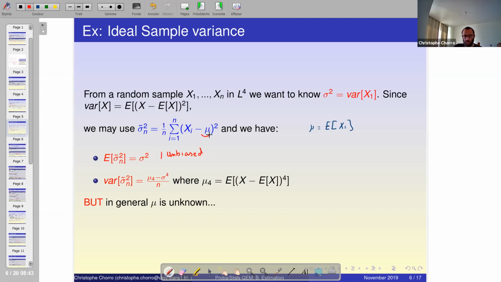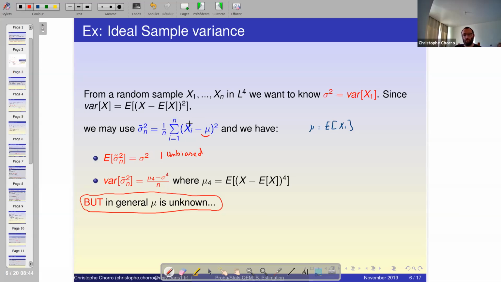In my approximation, if I want to compute explicitly this one from the observation, I need to know mu, mu being the expectation of my sample. But in general, mu is unknown. So it means that in general, sigma n tilde can't be computed in practice. You can compute it only in the case where mu is known. So if you know mu from the statement, you can use it. But if you don't know, you have a quantity that you won't be able to compute.